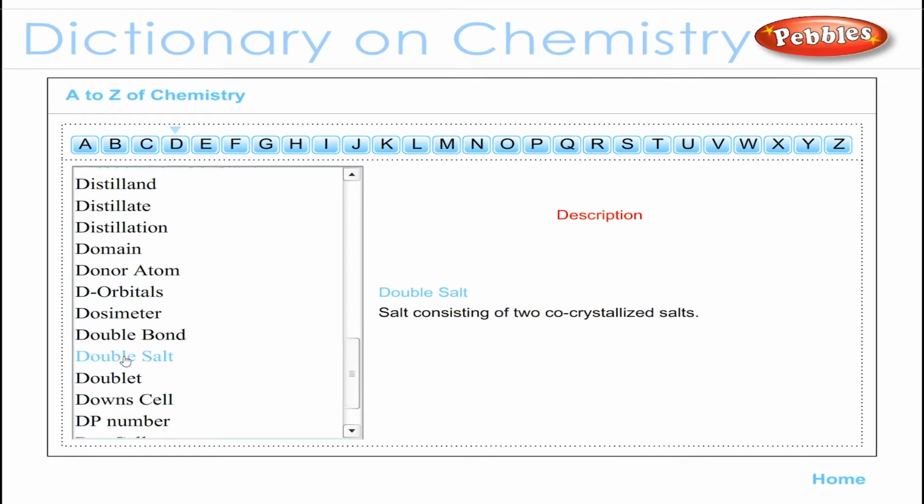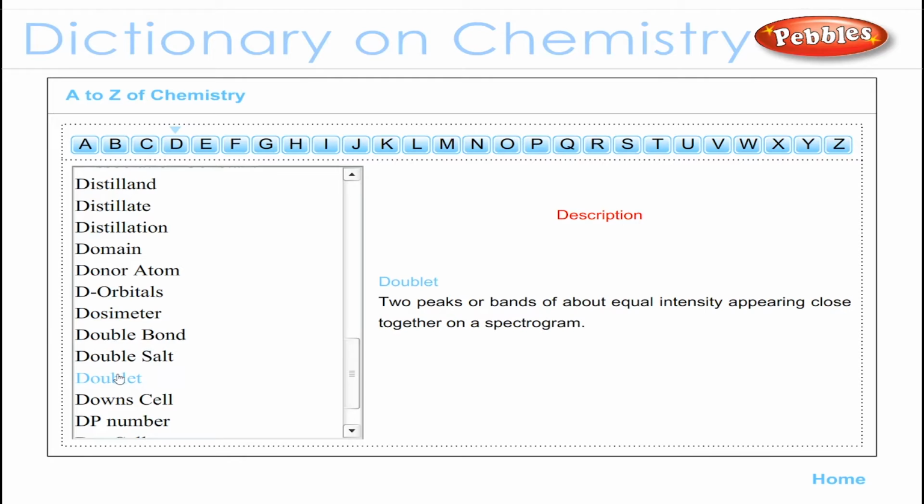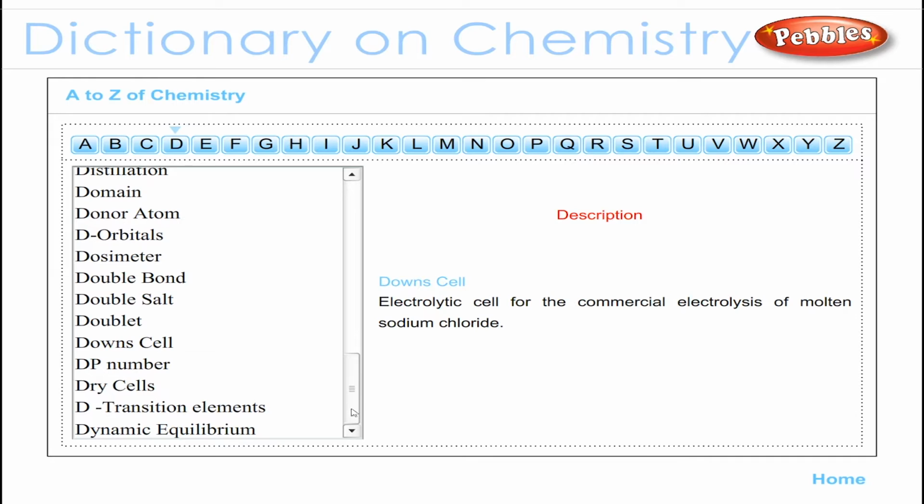Double salt, salt consisting of 2 co-crystallized salts. Doublet, 2 peaks or bands of about equal intensity appearing close together on a spectrogram. Downs cell, electrolytic cell for the commercial electrolysis of molten sodium chloride. DP number, the degree of polymerization, the average number of monomer units per polymer unit.